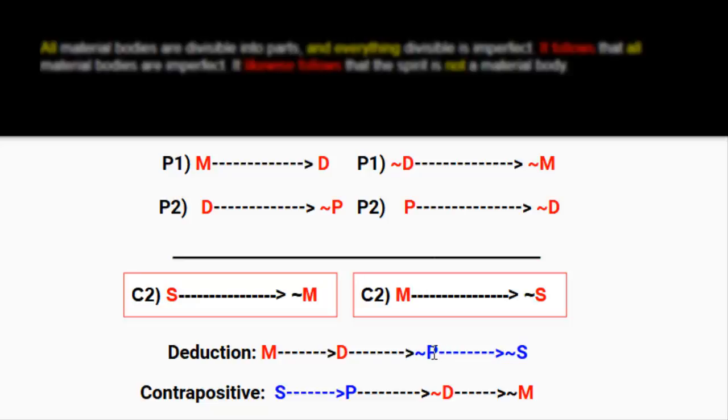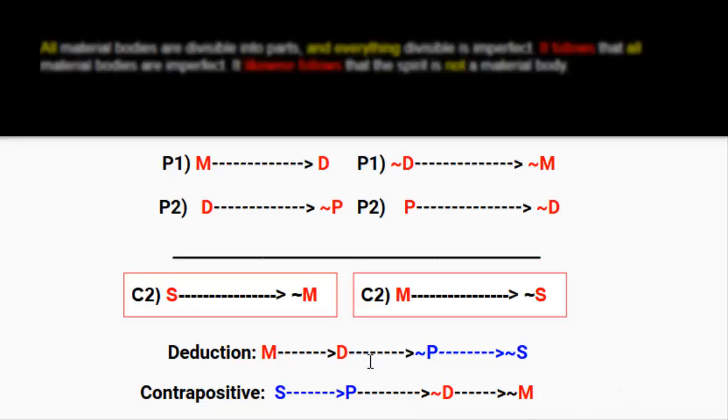P not P to not S. And then you can draw the contrapositive, which is M to not S. See, guys? And then we basically prove our conclusion number 2. And then if we flip and negate that, we get S to P to not D to not M. And that's functionally the same thing as drawing the contrapositive.